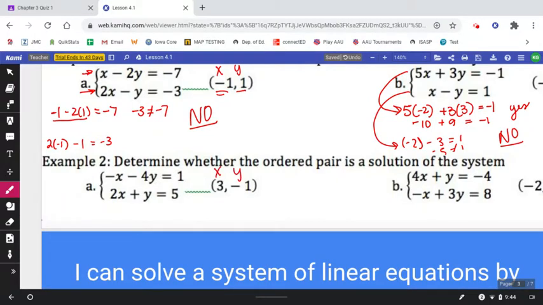X and y on number 2a becomes -3 minus 4 times -1 needs to equal 1. So -3 plus 4, 1 equals 1. That's true. Check the bottom one. 2 times 3 plus -1 should be 5. 2 times 3 is 6 plus -1. 5 equals 5. So we found our first yes.